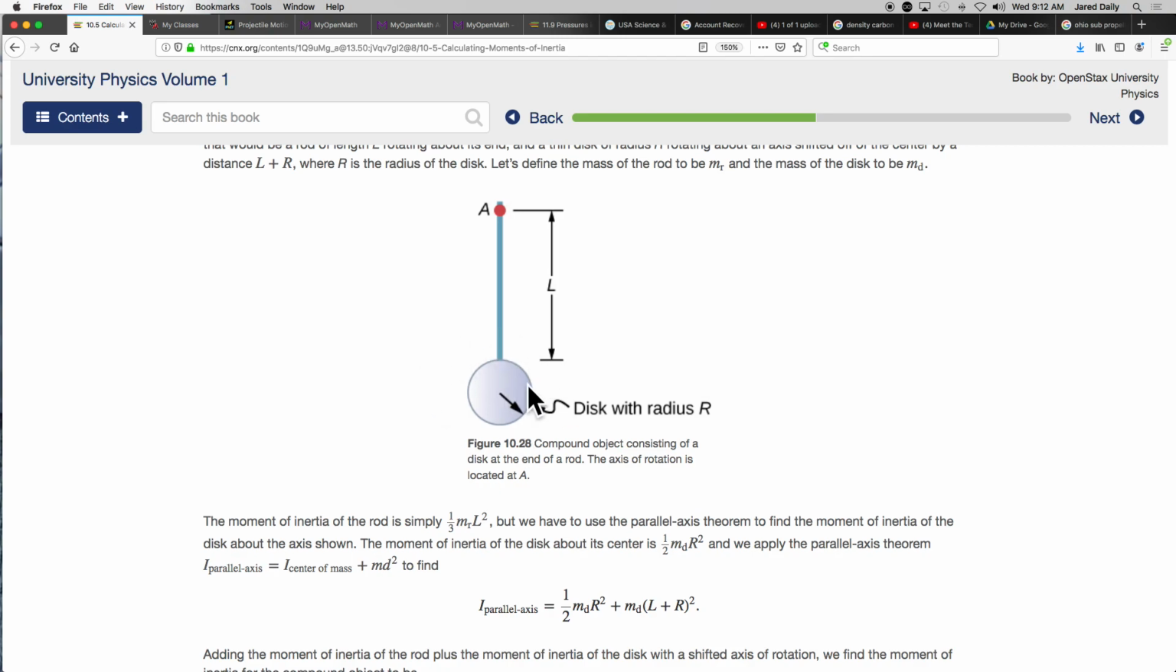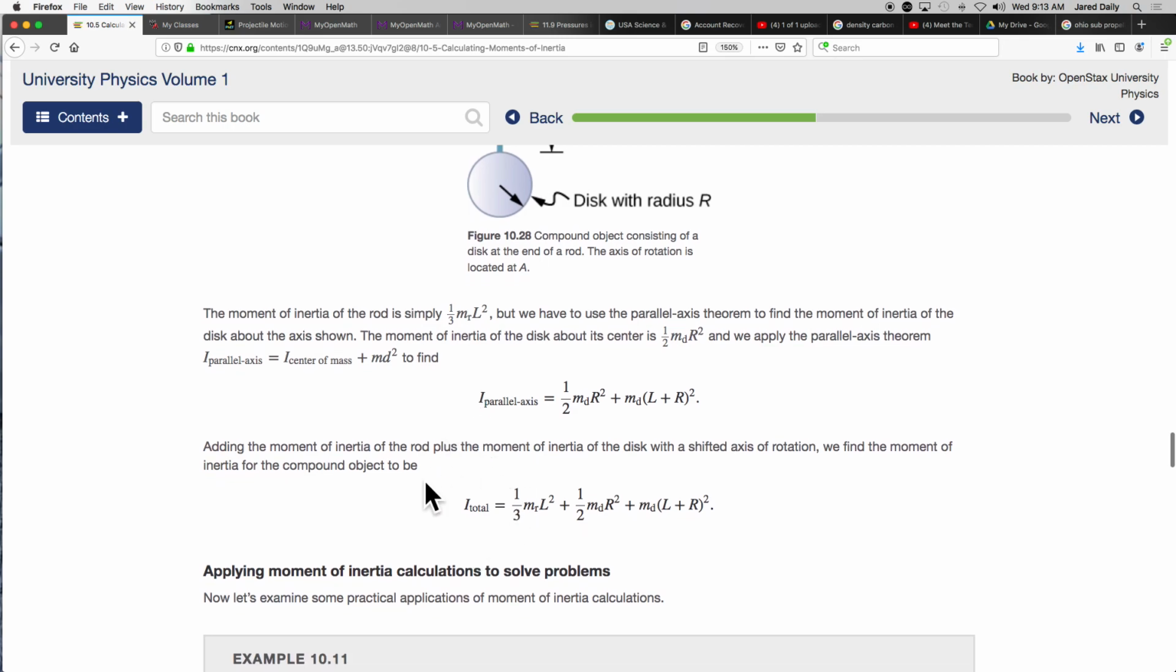So we have to take the moment of inertia of the disk around its center, which happens to be 1/2 the mass of the disk times the radius of the disk squared. That comes from looking on that chart in the previous section. Then we have to take the mass of the disk times the distance between this center and the center of the disk. Well, the distance between here and here is the length of the rod plus the radius of the disk. So you take the length of the rod plus the radius of the disk and square it. That's the distance squared. So this parallel axis term calculates the moment of inertia of the disk going around and around. It still doesn't include the rod, though, right?